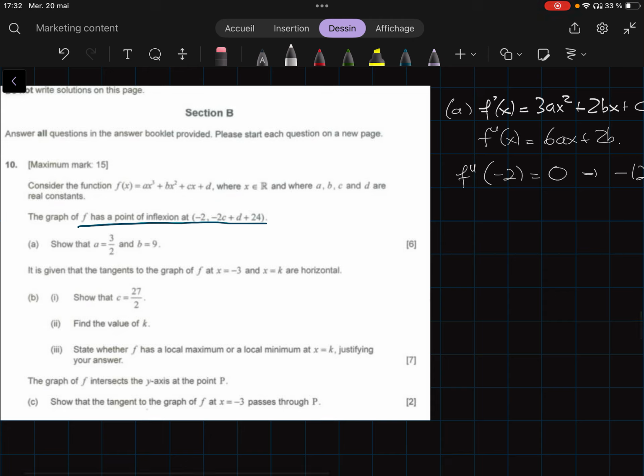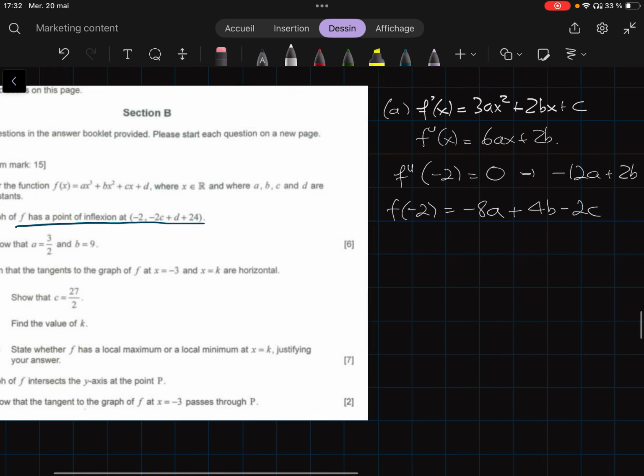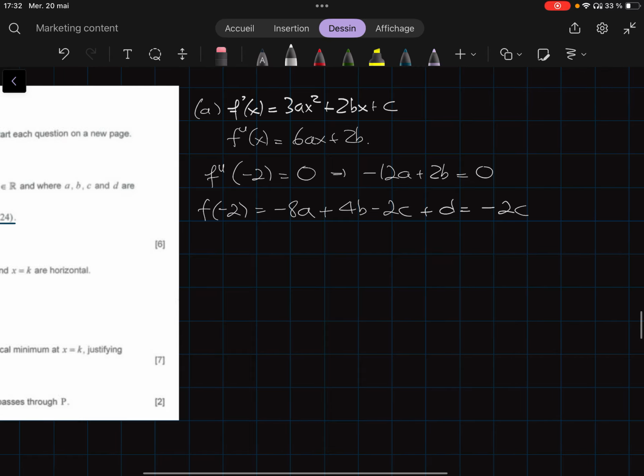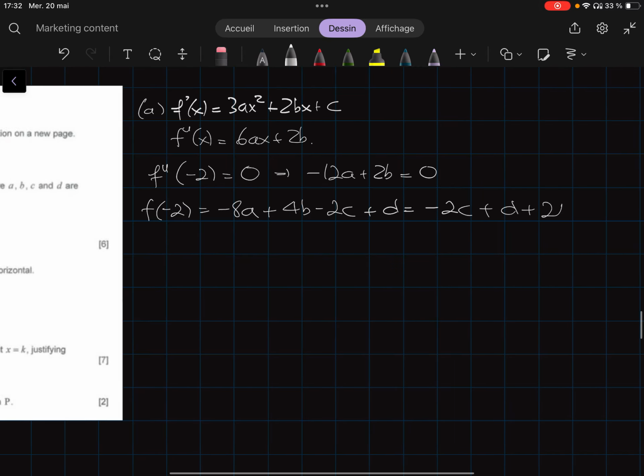We also know the y coordinates of this point. So f at negative 2 is going to be this. These guys cancel out, so you're down to this.